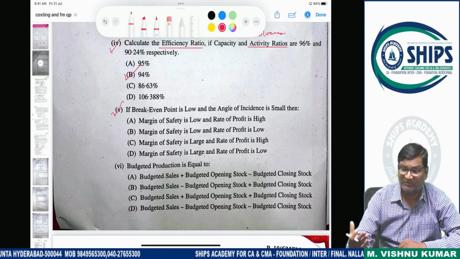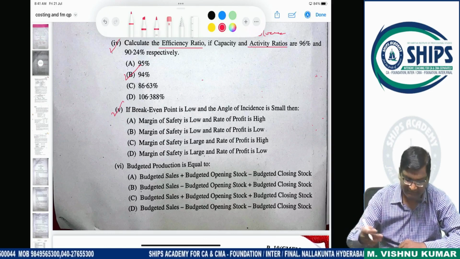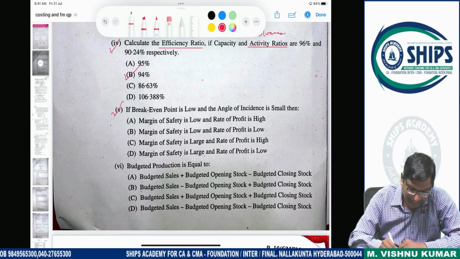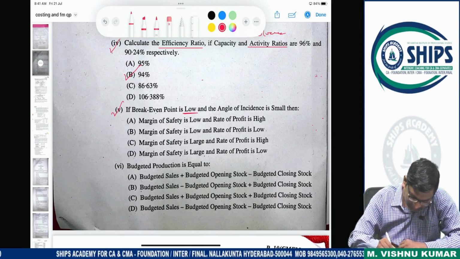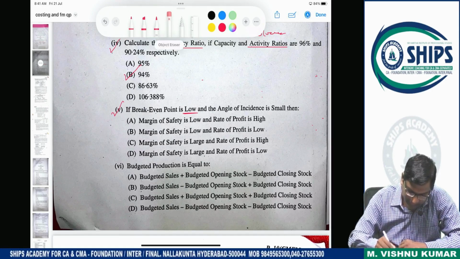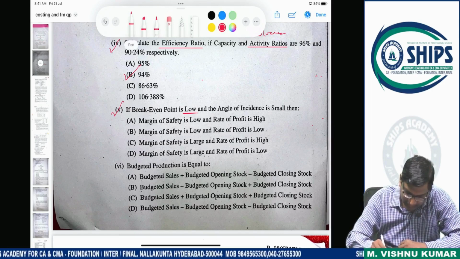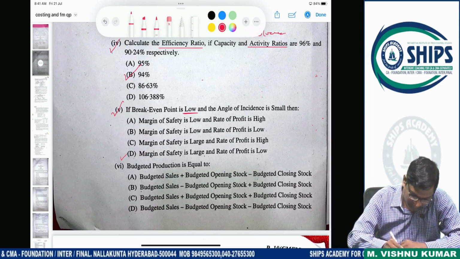If you have the concept of these two areas, you can solve this question easily. Yes, sir. So break-even point is low, so it means margin of safety will be high. So where is margin of safety high given? C and D. So from these two, one answer is possible. But wait, an angle of incidence is small. Angle of incidence is small means profitability will be low. So your answer is D.